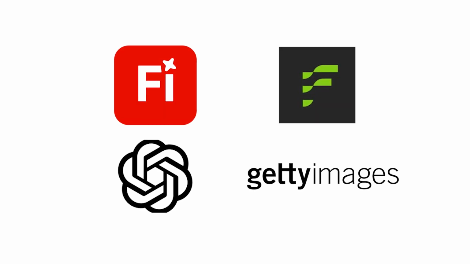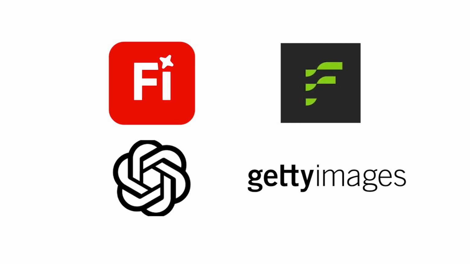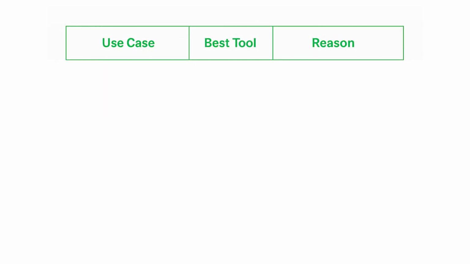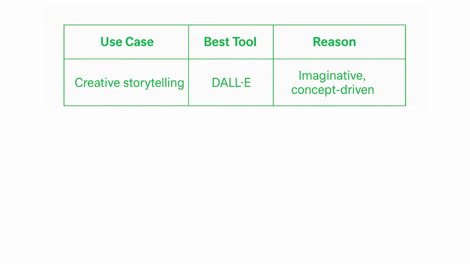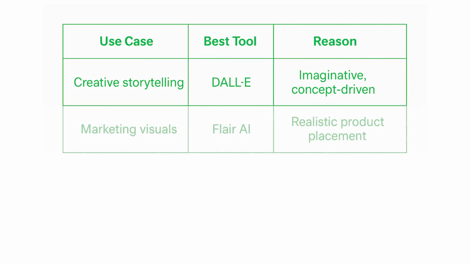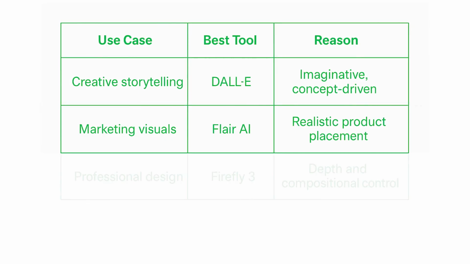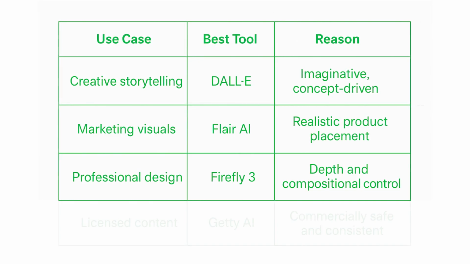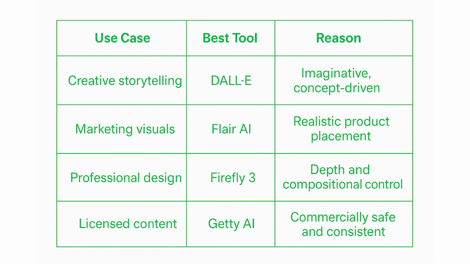So where do we come down on these 4 tools? So after weeks of testing, which one do I think should come out on top? Well, here's a little bit of a graph to make it easy for you. So depending on what type of person you are, if you have a use case for creative art and storytelling, then I would tell you use DALL-E. If you are more of a marketer and focus more on product visuals, Flair AI is your best bet. And then when it comes to professional composition and design, Firefly 3 all the way. And then of course, commercial rights and safe imagery, which is really perfect for licensed client-ready work, Getty AI is your safest bet.